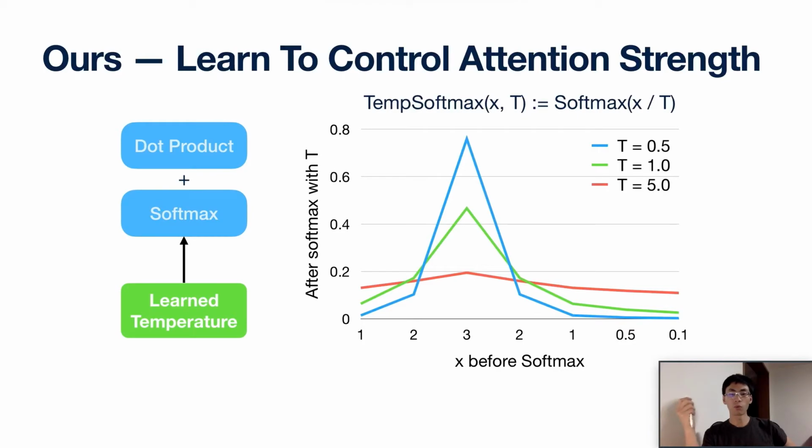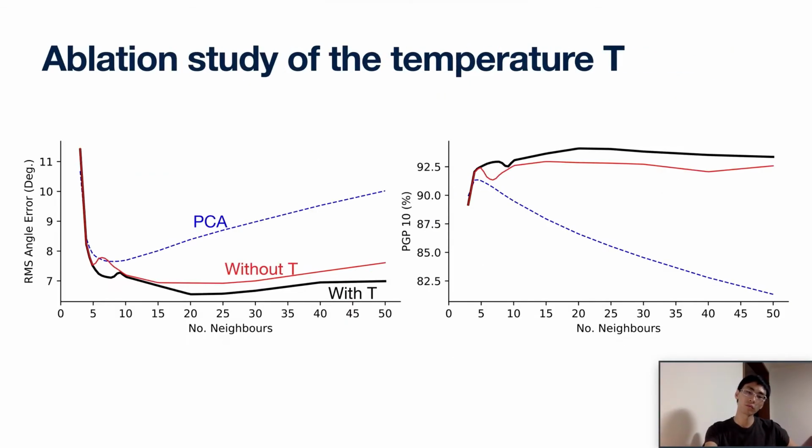We don't know which one is better, whether we should use a sharper or a smoother softmax. So we give the control to the network by learning such a temperature parameter. In this figure, the black line denotes our full model, and the red line denotes our model without learning the temperature. It's obvious that learning a temperature is beneficial to both performance and stability.